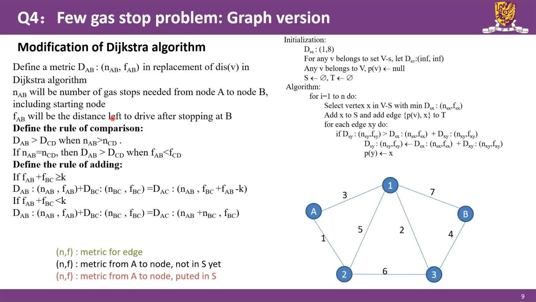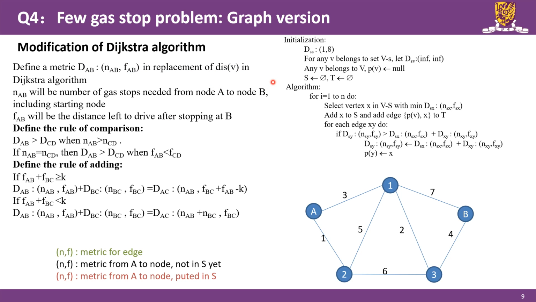And F_AB will be the distance left to drive after stopping at B. This means that, for example, if we travel from A to node 2, then if we stop at 2, there will be 7 kilometers left to drive. So F_A2 will be 7. After we define this metric, D_AB, we will replace the distance V in the Dijkstra algorithm with this metric, and we will form our own algorithm.